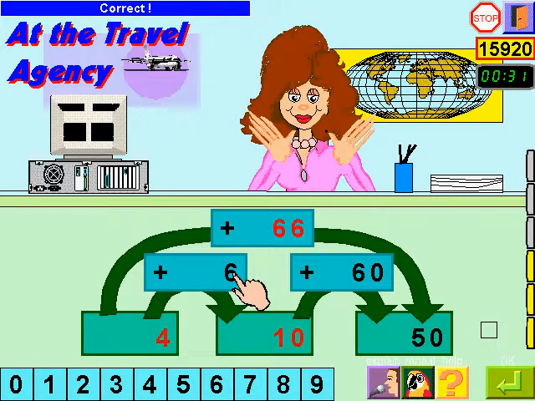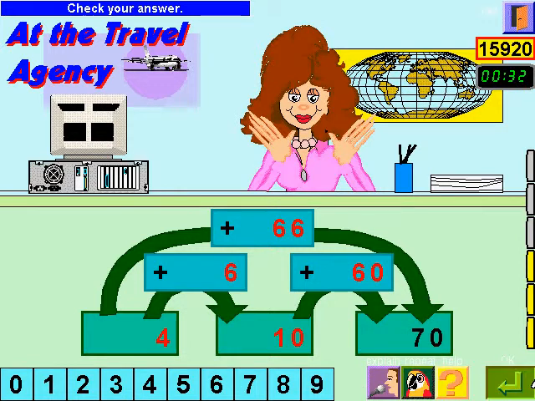Correct. 10 plus 60 equals 70. Check your answer. You're a genius! It's your turn.